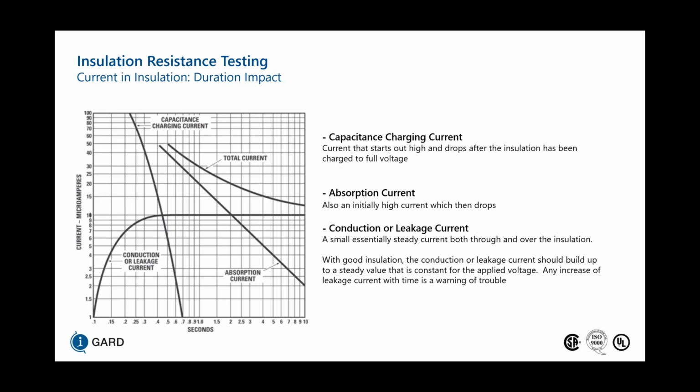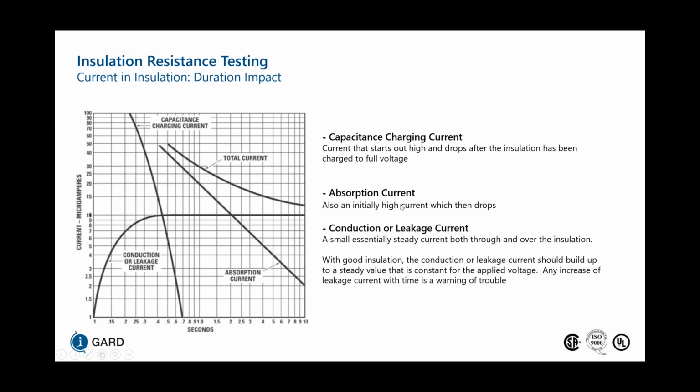Now in this graph, we're going to explain what each of these current readings are. We have current on the y-axis, and then we have the seconds from 0.1 to 10 seconds. To start off with, the capacitive charging current, we want that to drop off completely to a low value before we initiate our test. So the current starts off very high as the capacitance is discharging, and then it goes down to a very low value of current.